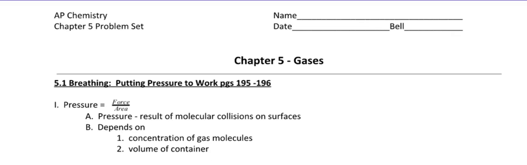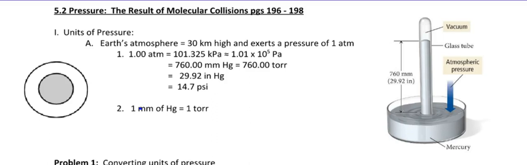Now we're going to head into section 5.2, which talks about these collisions. First of all, we'll talk about some units of pressure and how they came to be. If we have the picture of the Earth, here's my Earth picture right here. And the Earth's atmosphere is roughly 30 kilometers high. So here's my 30 kilometers, if you want to jot that in here.